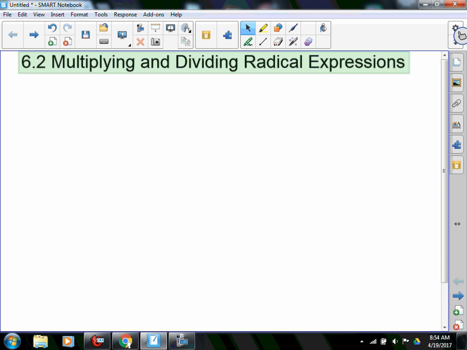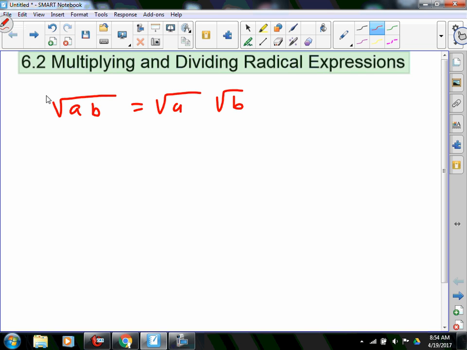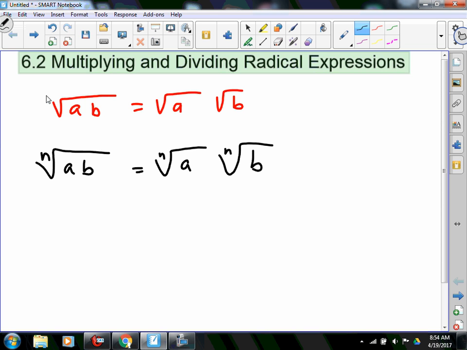So here we are, Chapter 6, Section 2. The title's Multiplying and Dividing Radical Expressions. We saw a while back that if you have the square root of AB, you could break that apart into the square root of A times the square root of B. That was true with square roots, and the big idea in this section is that it is also true with nth roots. The nth root of AB is the nth root of A times the nth root of B.